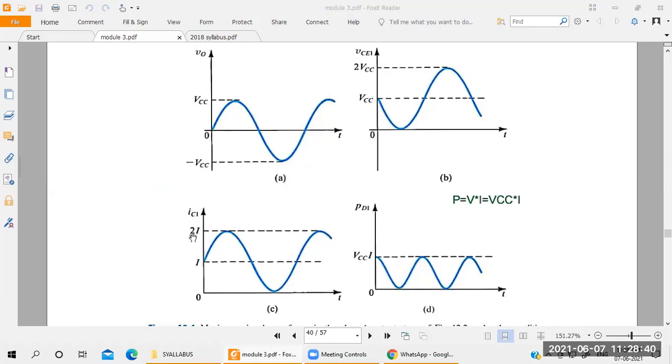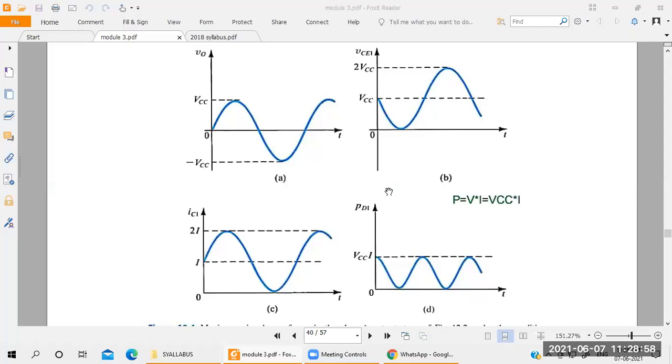The maximum current is 2 into I. Okay, 2 into I. What is the middle current here? Only I. What is the minimum current here? 0. So 2I is the maximum current in the Q1 transistor, the middle current is I, and the lowest current is 0.